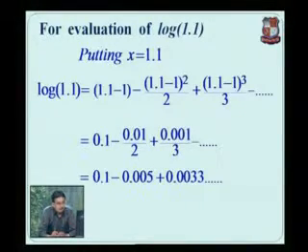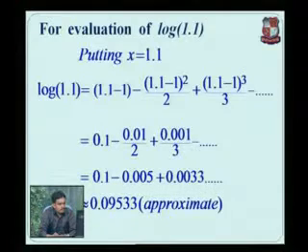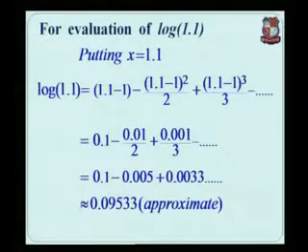is not the exact value of log 1.1 as we derive from the log table. So this will be 0.09533 approximate value. This is the approximate value of log 1.1. We can also find the value of log 1.1 by the log table, but here first of all in this example we find the expansion of log x, and then after we find out the value of log 1.1, that is approximately 0.09533.